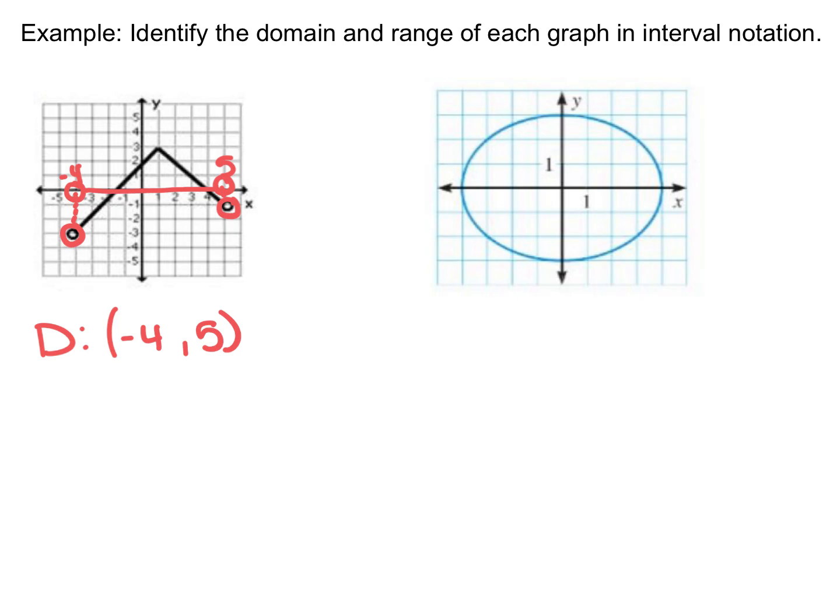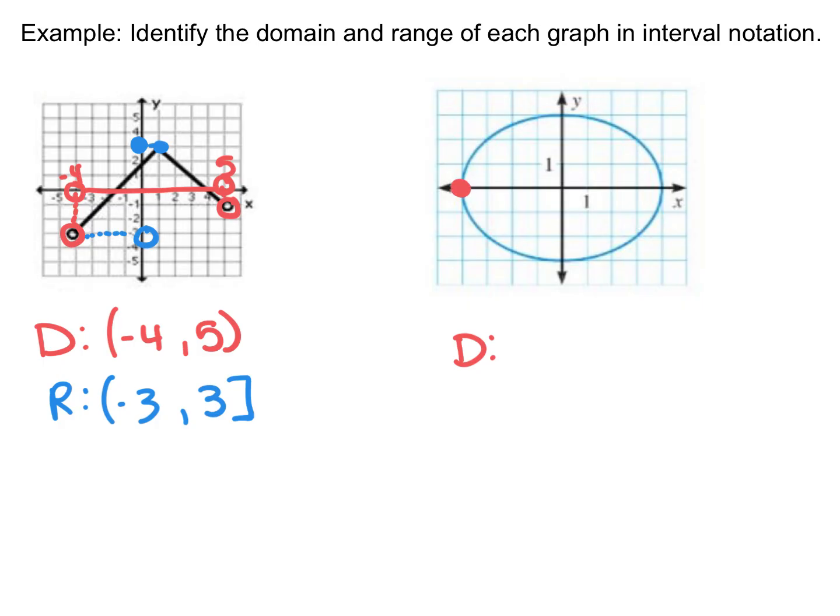For my range, the lowest possible point is this point right here at -3, which is a parentheses. And the highest point is right here, and since it's not obviously open, I assume it's closed, so it'll be -3 to 3.